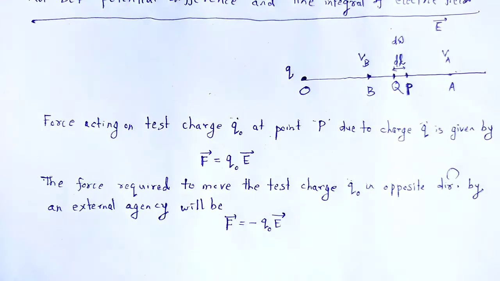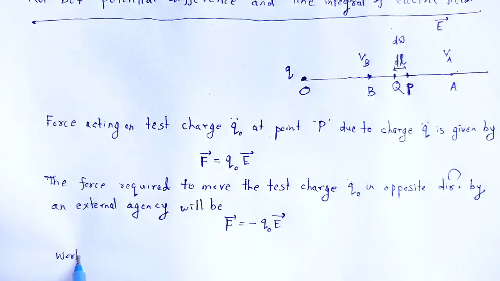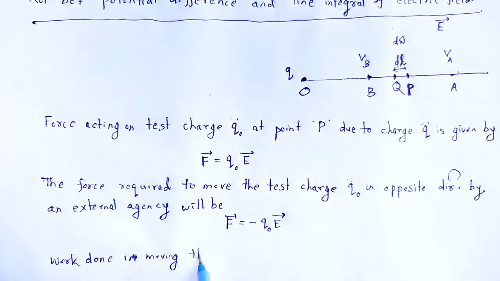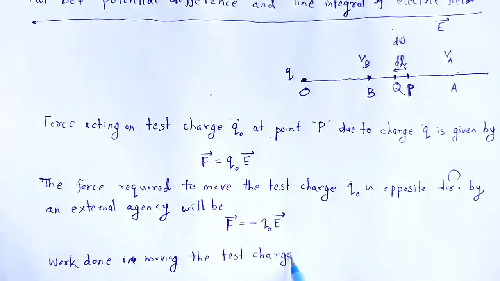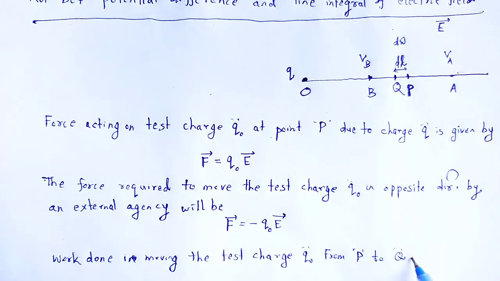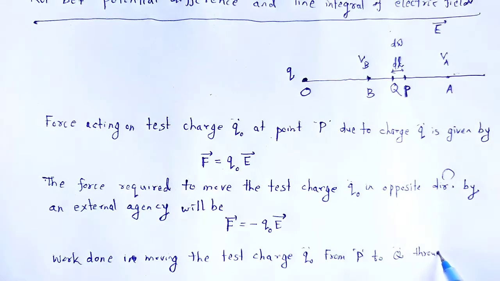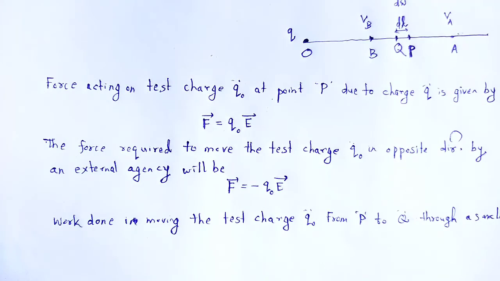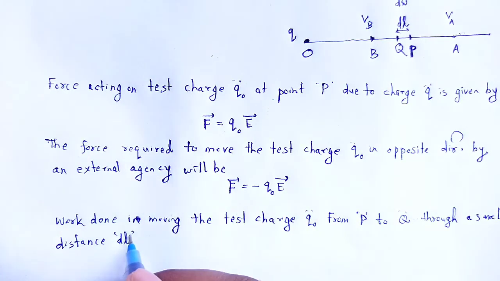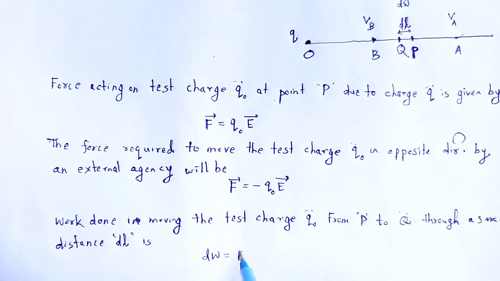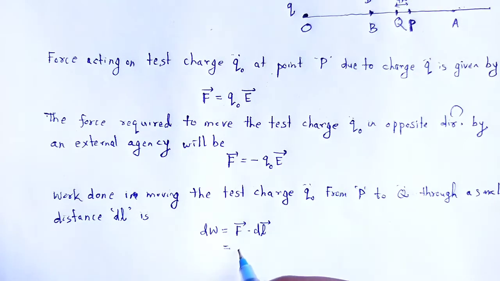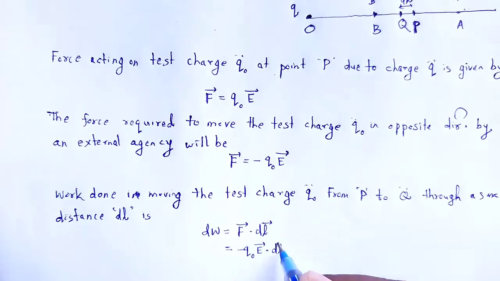Now, the work done in moving the test charge Q naught from the point P to Q through a small distance dl is, that is dw equals F dot dl, where F is minus Q naught E vector, so dw is equal to minus Q naught E vector dot dl vector.